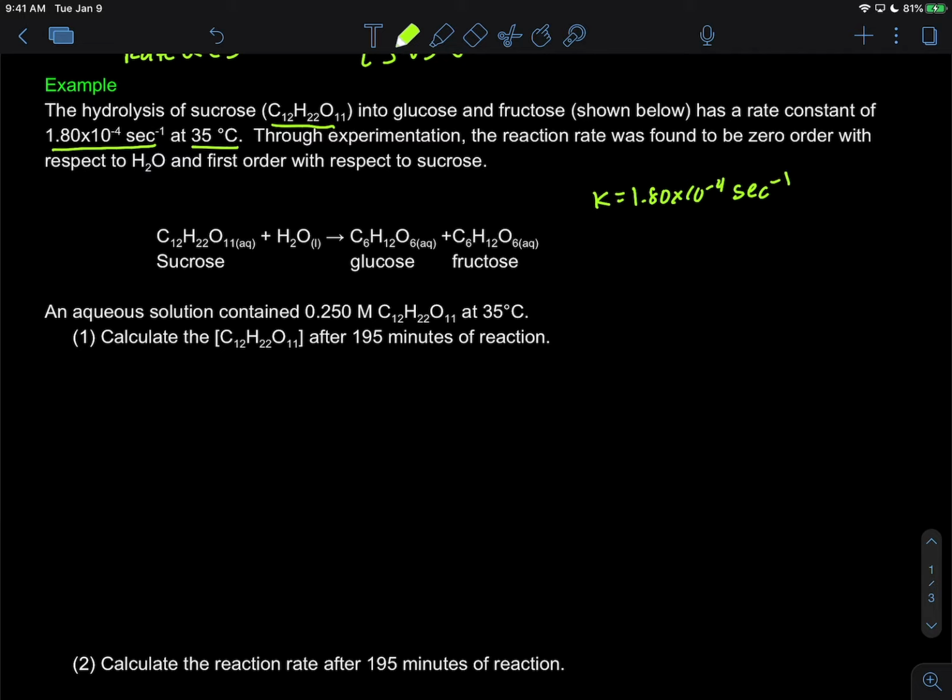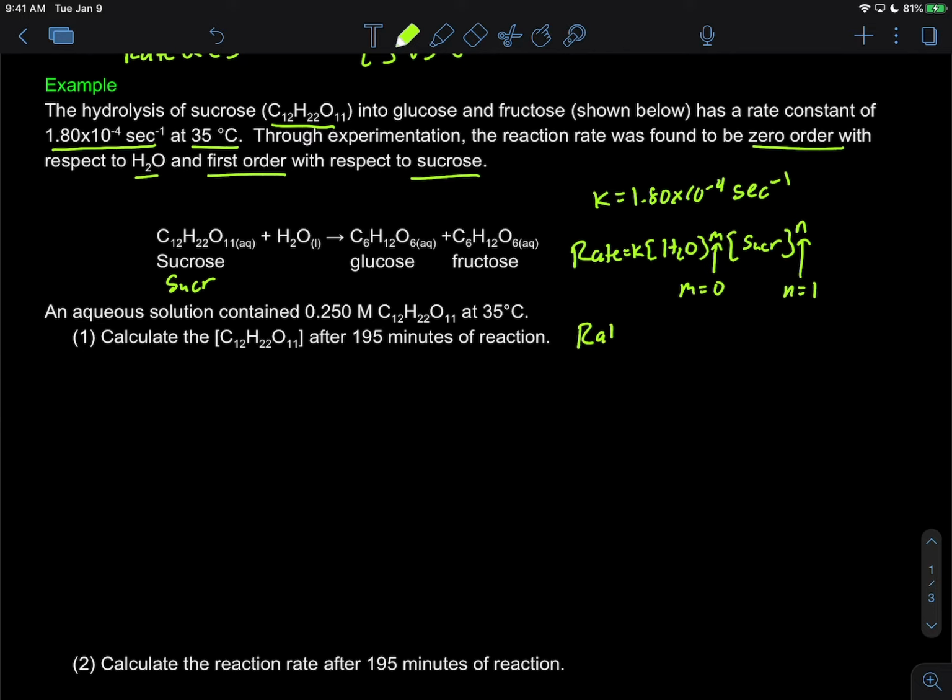In experimentation, the reaction rate was found to be zero order with respect to H2O. So if I were to write my general rate law expression, it would be rate equals k times our water concentration to some power, m. And then I'm going to write sucrose instead of C12H22O11, just to shorten as we're writing this, times our sucrose concentration to some power, n. Through various experimentation, it was found to be zero order, so that means that m is 0 with respect to water, and then first order with respect to sucrose. So that tells us that n is 1.